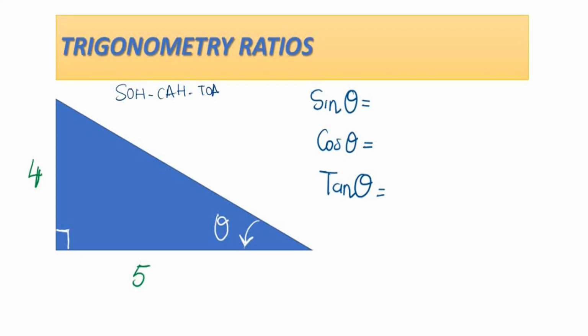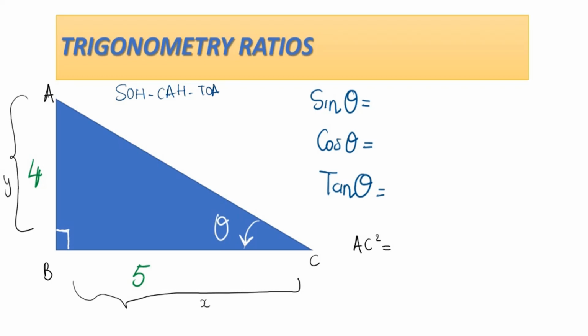So let me just name my triangle A, B, and C. What does the theorem of Pythagoras say? The hypotenuse squared is equal to your x squared plus your y squared. So what is our x squared? It's our BC squared. Plus what is your y squared? It is your AB squared. So we're just going to quickly substitute the values: your BC is 5 squared plus your AB is 4 squared.